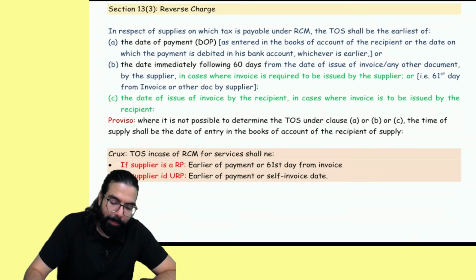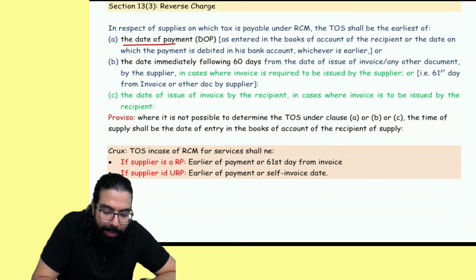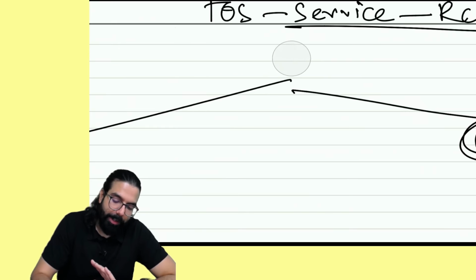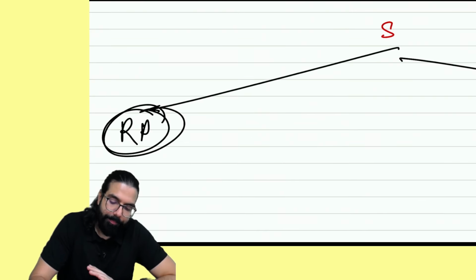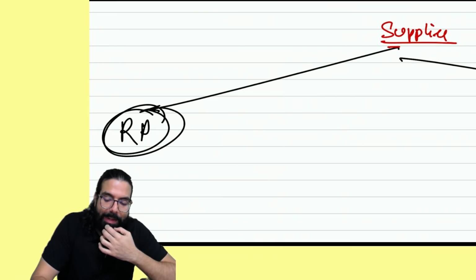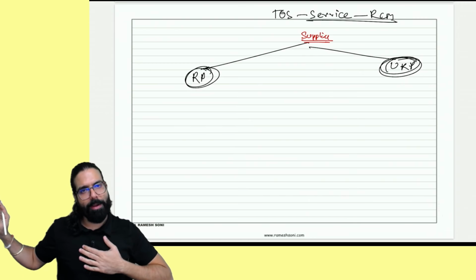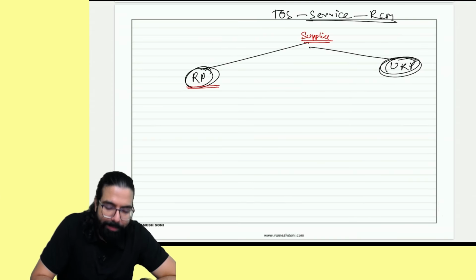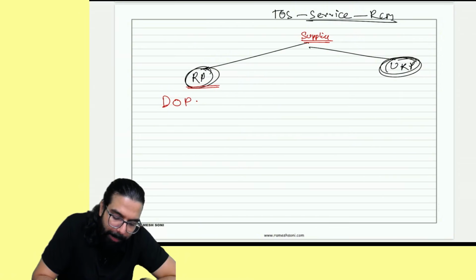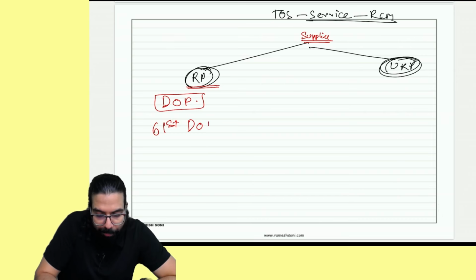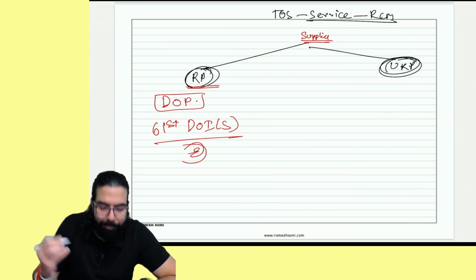If the recipient is a registered person, you have to always remember the date of payment. People, tell me one thing. You have to take your supplier. If your supplier is a registered person, he will give you the tax invoice. He will give you the document, right? So in this scenario, if your supplier is registered, you have to take the date when you made the payment to the supplier, or the 61st day from the date of invoice given by the supplier, whichever is earlier.